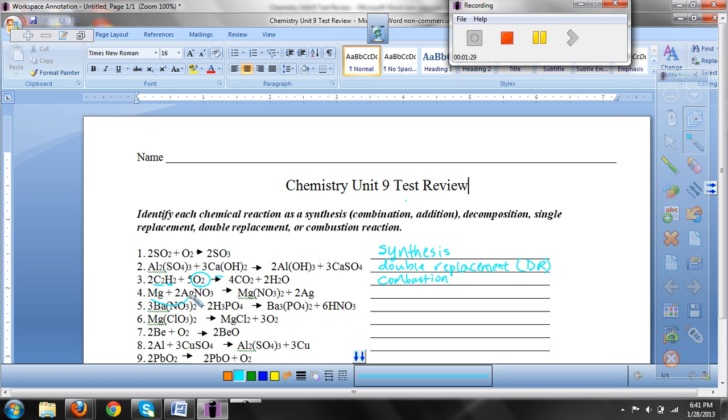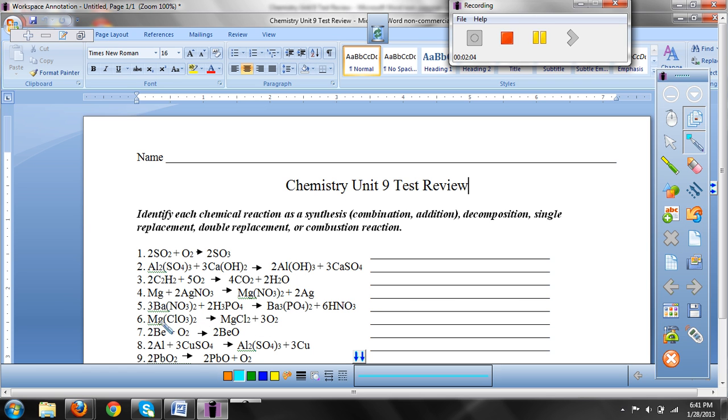This magnesium is going to replace that silver, and then this silver is going to be by itself. So I call that a single replacement, and I let my students call that an SR. All right. And then I go on to number 5. Barium is going to pair up with the phosphate group. The hydrogen is going to pair up with the nitrate group, so I call that a double replacement.